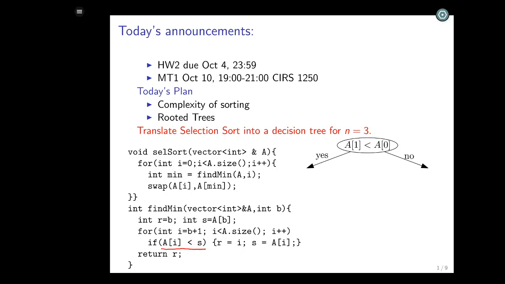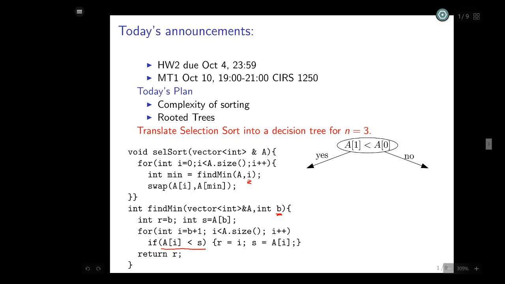Now the first time you enter this function, S is set to be the array location A of B. And B is initially called with a value of 0, because it's actually I in the selection sort routine up here. So this value here is 0. And so what this comparison does is it compares I, which is b plus 1 in the first iteration of this loop, with a0. Okay, and then what happens?